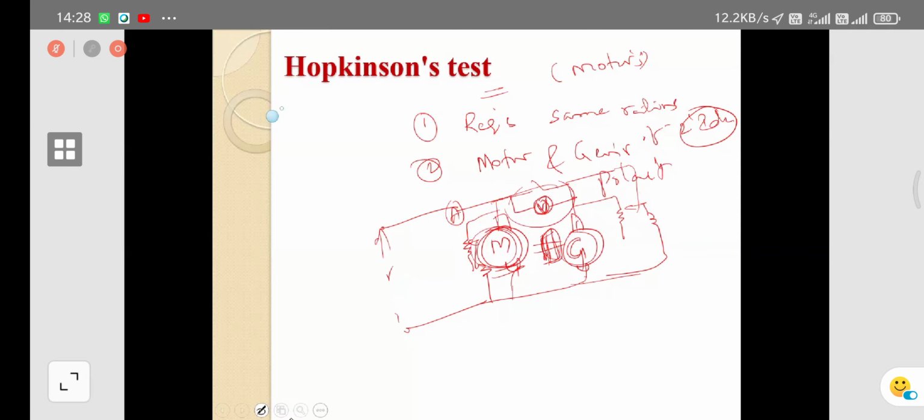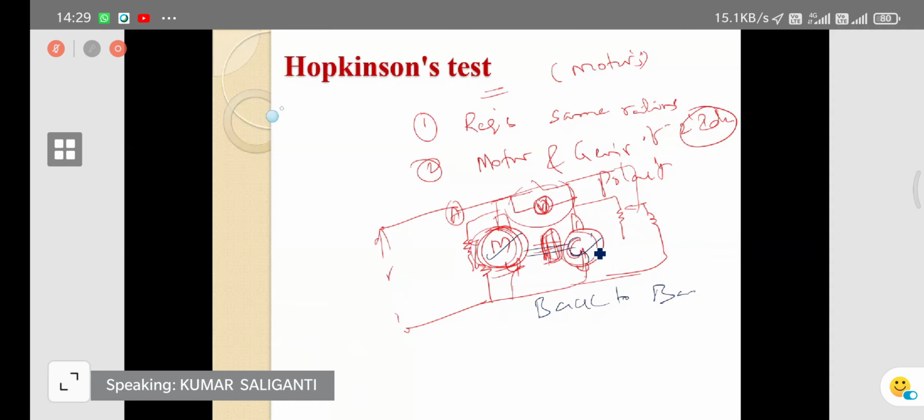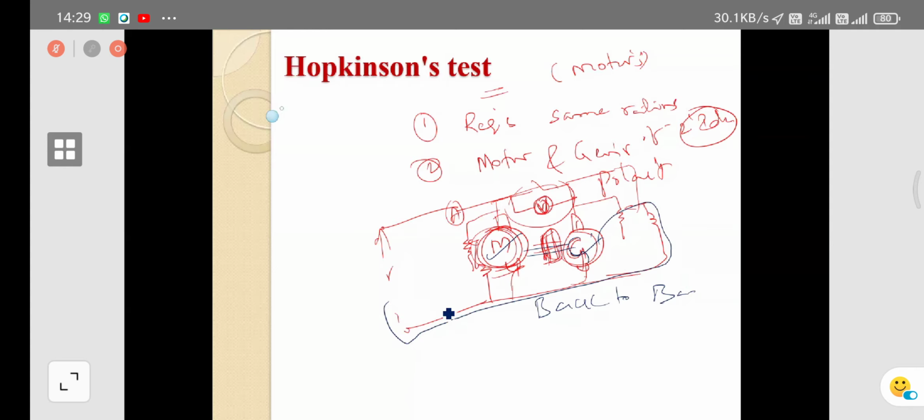See, these two machines are connected back to back. The mechanical power output of the motor is given to the generator, and the electrical power output of the generator is given to the motor. Therefore, it is called the regenerative test or back-to-back test.